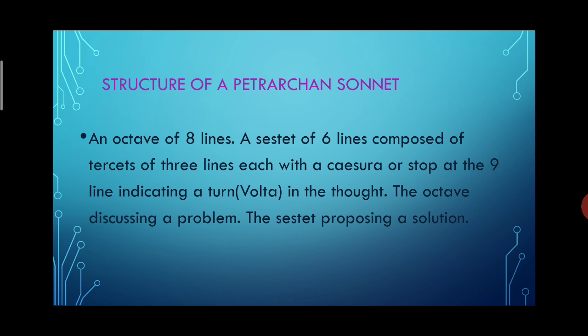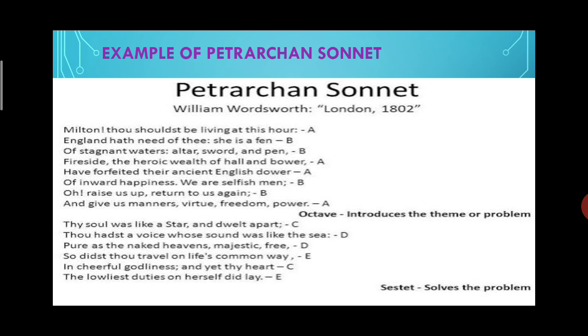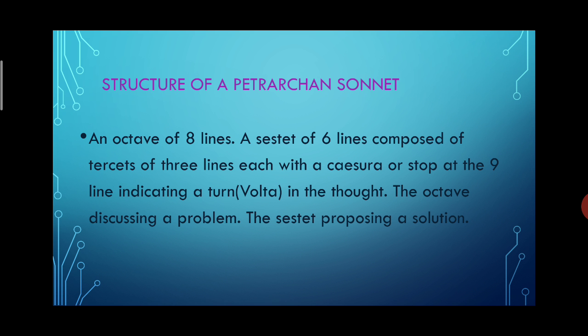So the structure of a Petrarchan sonnet has two divisions, an octave of 8 lines and a sestet of 6 lines. In a sestet itself there are two tercets of 3 lines each, with a caesura or stop at the 9th line. We will come back to that slide. So you see that at the 9th line, there is a caesura. Caesura means a stop, and volta means a turn in the thought.